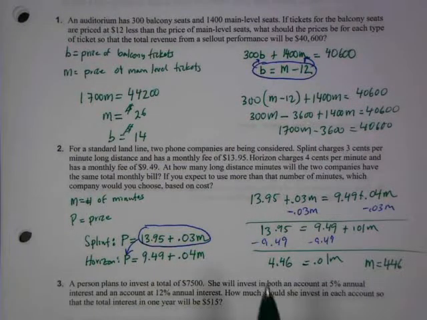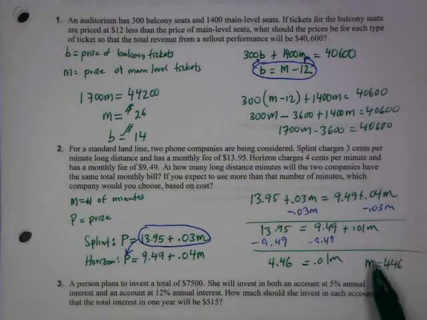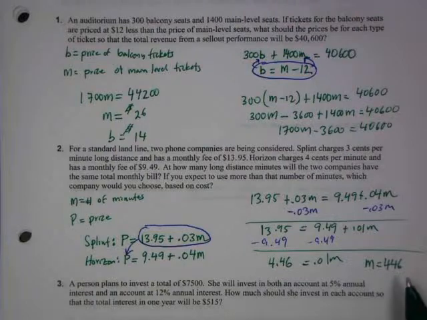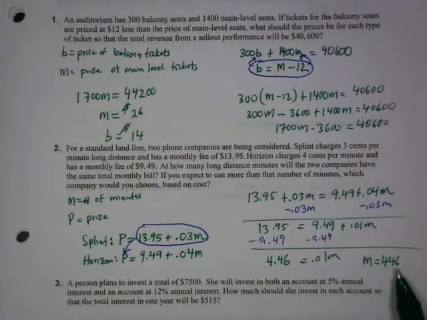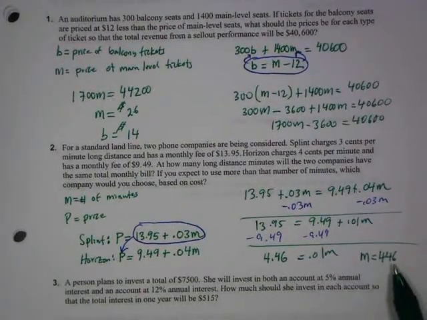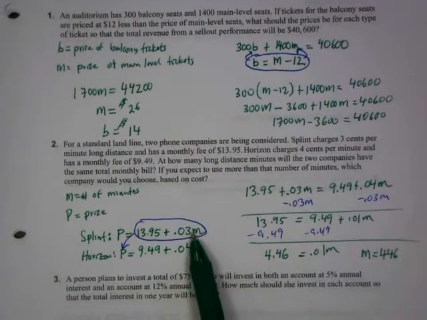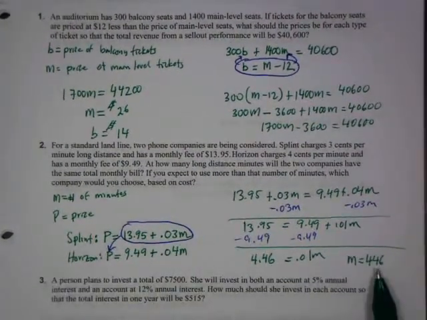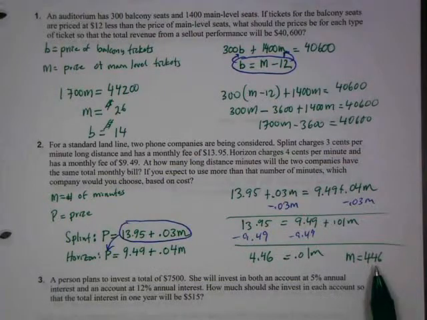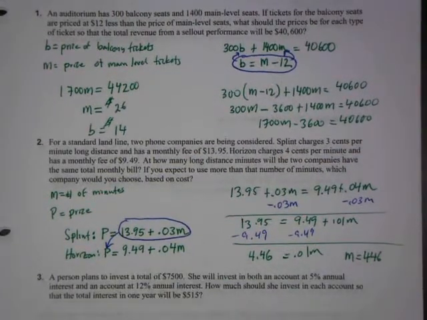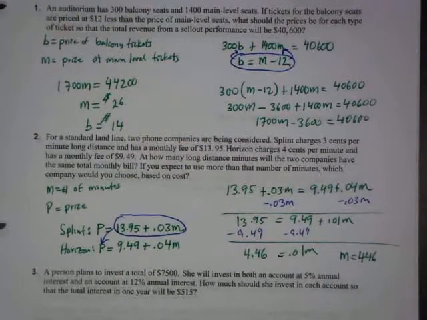And then it asks if you expect to use more than that. So what if I think I'm going to go over 446 minutes? Which company should I choose? Sprint. If I'm going to go over 446 minutes, I should choose Sprint. How come? Because it's less per minute. If I was going to go under 446 minutes, then I should choose Horizon because it's the cheaper one to get in the house. Correct.